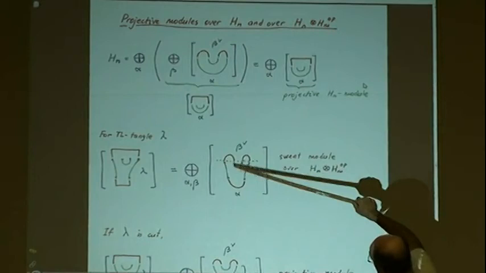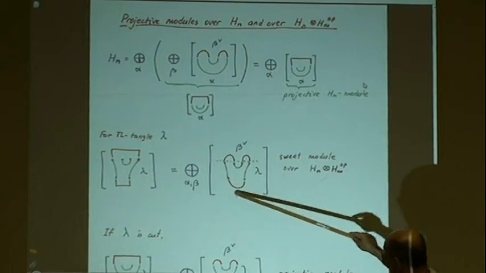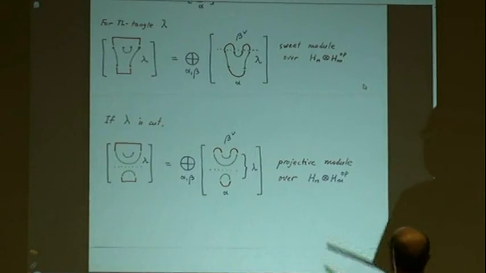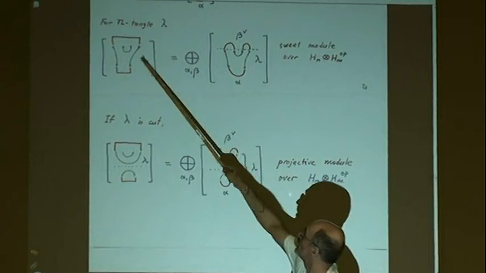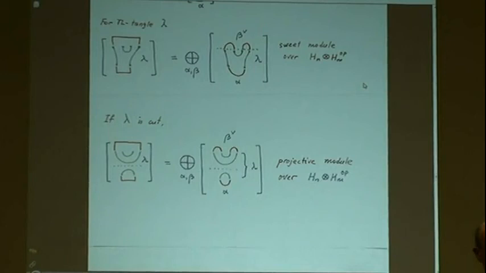So from the point of view of the top, this is projective. If you just close it at the bottom and forget about it, forget about this module structure, look at the top, then you get a thing like this. And if the Temperley-Lieb tangle is split, then of course you get a projective bimodule. So if your Temperley-Lieb tangle is ordinary, then it's just sweet, but if it is split, then it's biprojective. So the resolution should be built out of biprojectives.